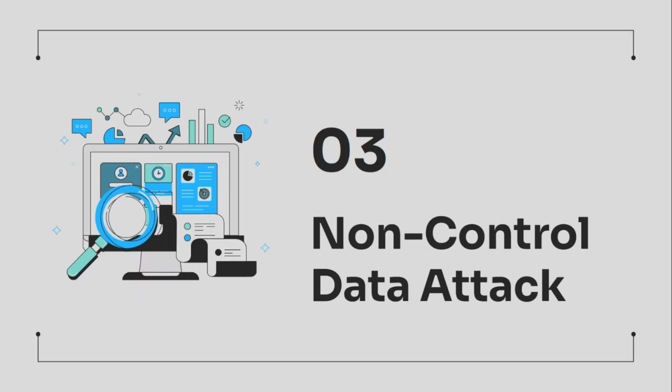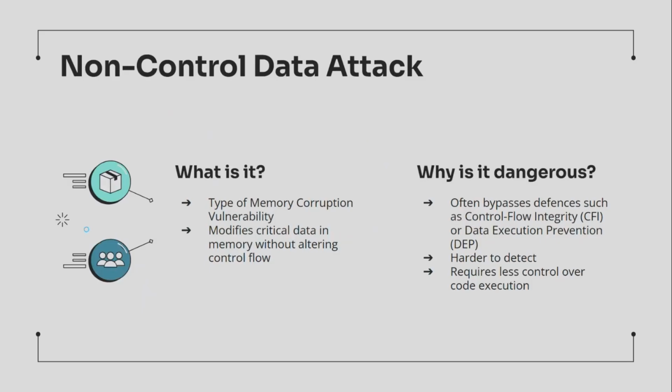But not all attacks target the control flow. So now I will move on to discuss non-control data attacks and how they affect security practices such as control flow integrity. Non-control data attacks manipulate memory without altering the control flow. So this makes them harder to detect, and they are often able to bypass protections like control flow integrity or data execution prevention.